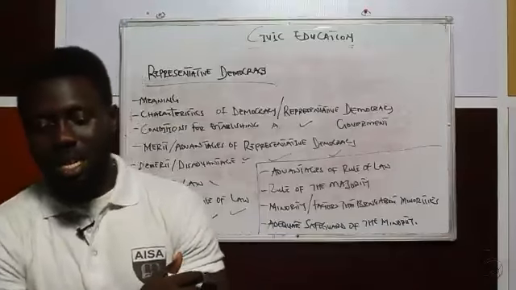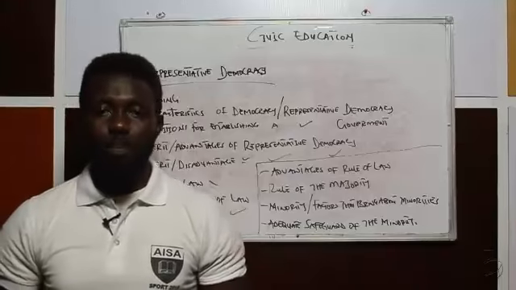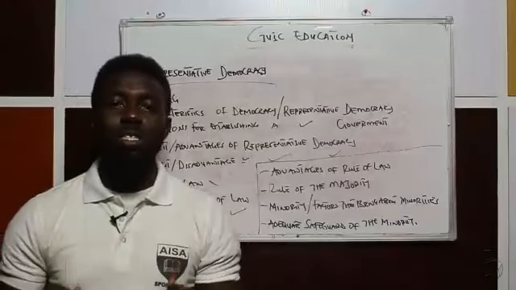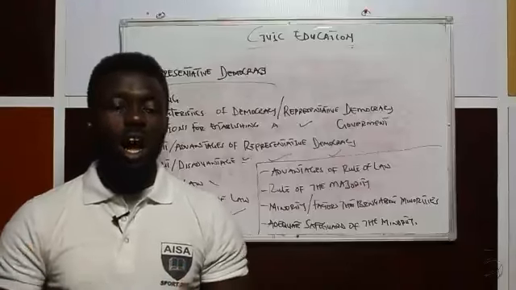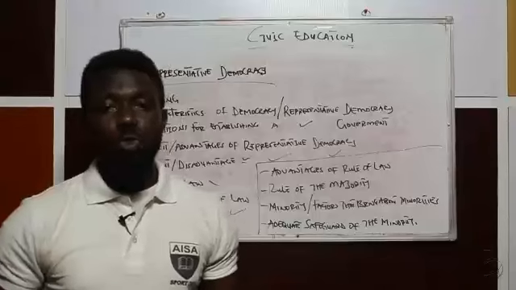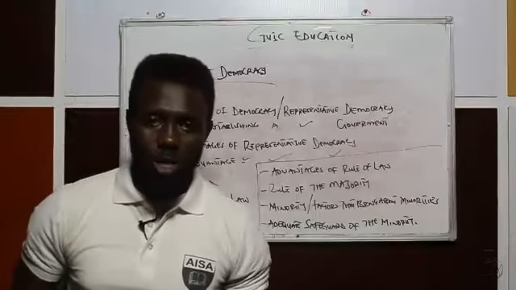And then finally, laws are made public and not confidential. All the previously mentioned are part of the advantages of rule of law. And now let us look at the rule of majority.